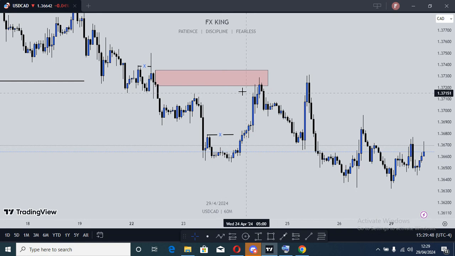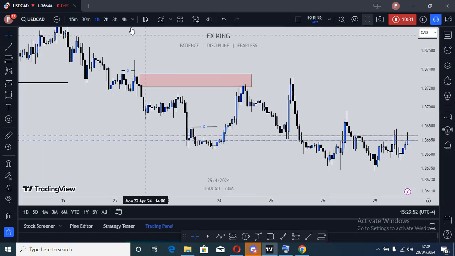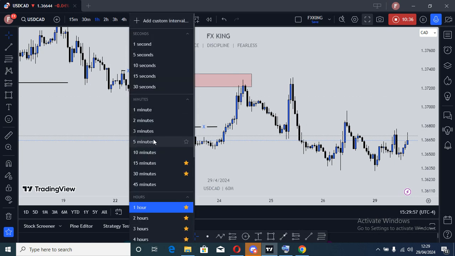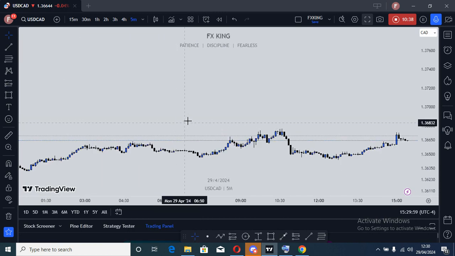So now what happened here is when price pushed up to this zone, we went to a smaller time frame. If you are using 1 hour, your smaller time frame should be 5 minutes.